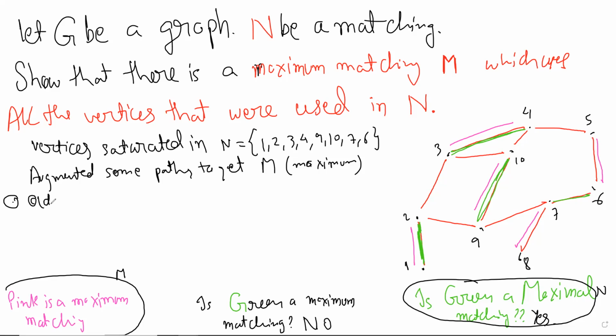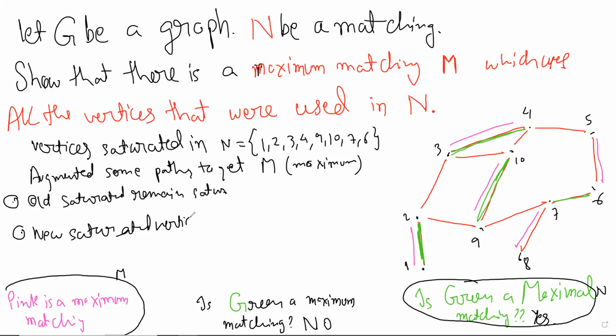So old saturated vertices remain saturated, and some new saturated vertices come in. So the new vertices get used, now start coming in the picture. Sorry, 8 and 5. So does this prove our claim in the question? Can we write this reasoning for a general graph?